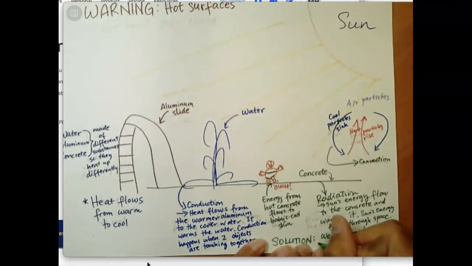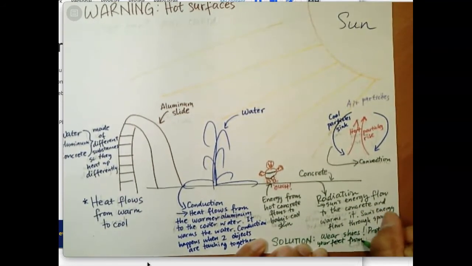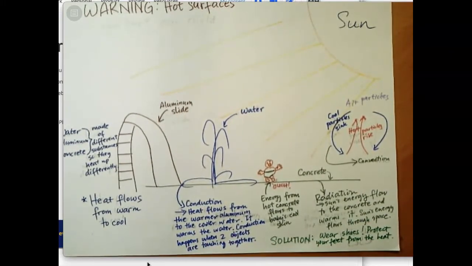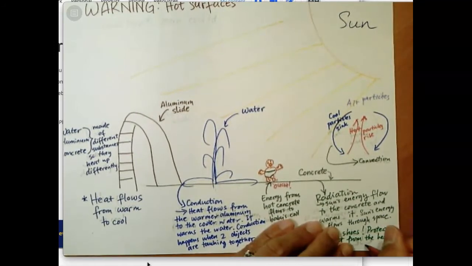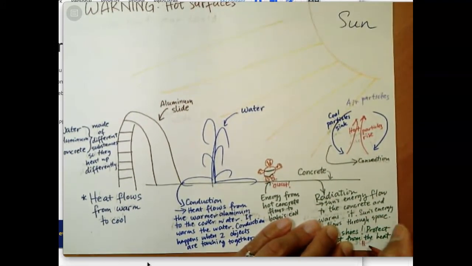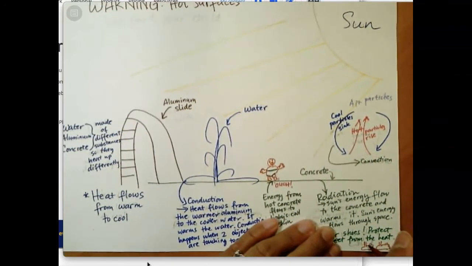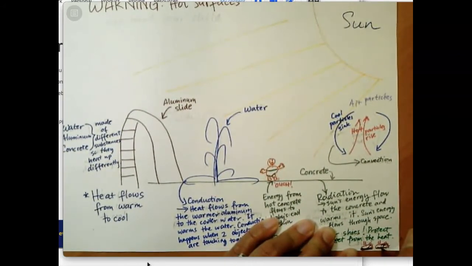Protect your feet from the heat. And it'll be easy for me to show if you have a drawing of two feet. So if I draw two feet here, make sure I have five toes. And then I will draw sandals on the feet. Okay, there's my sandals. Make sure it's got a sling back.